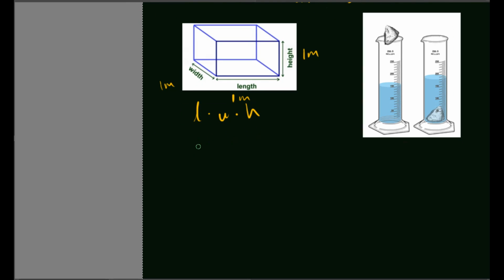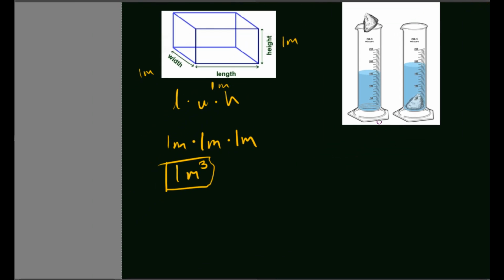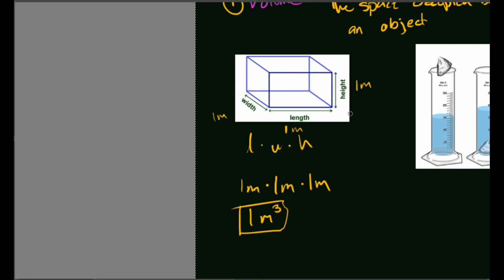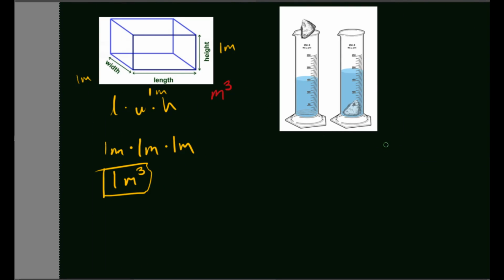So then how do we calculate the volume? We take 1 meter times 1 meter times 1 meter. What's 1 times 1 times 1? Just 1. What's a meter times a meter times a meter? Meter cubed, right? So this box would be 1 meter cubed. There are different ways that we can express volumes. For example, this one would be meters cubed. For something like this, we could measure it in centimeters cubed or milliliters.